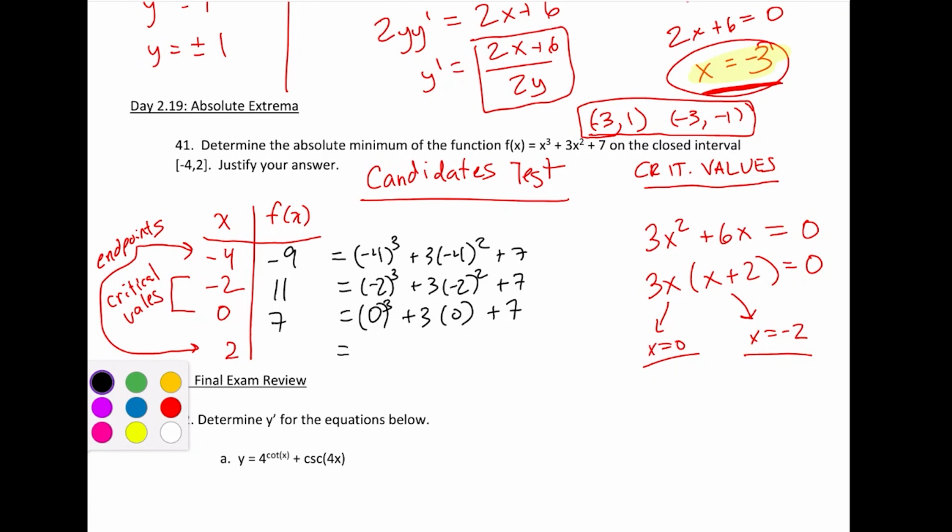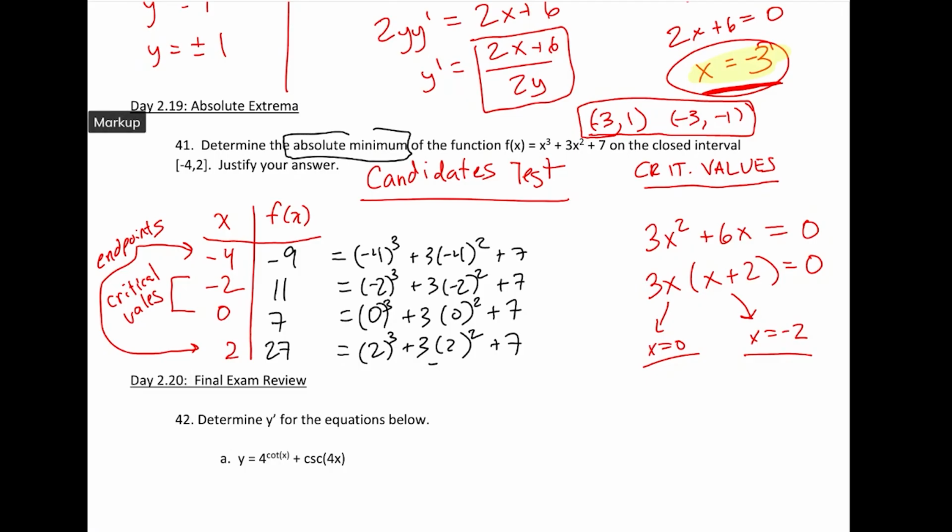And then lastly, we're going to find f of 2. So we'll substitute in 2 here. So we get 8. Nope, I need that squared there, don't I? We got 8, and then we get 4 times 3, that's 12, so that's 20, plus 7 is going to be 27. Okay, so we've got our table filled out, and we're looking for the absolute minimum. So we're looking for the smallest value of f, and we can see that's going to be -9.